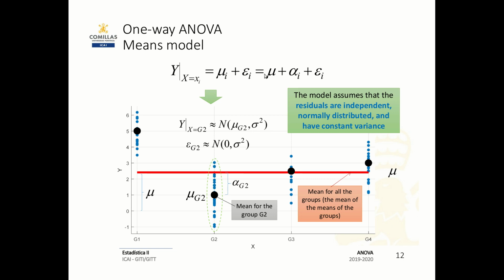And so because these two terms are deterministic and the only one that is random is the residual, the residual is assumed to follow a Gaussian with zero mean and a given variance. So the observations within a group, because this is constant, is the mean of that group. So they are assumed to be Gaussian distributed, with the mean that is given by the mean of the group, that would be mu plus alpha 2 in this example of the second group, and then the same variance as the residuals.